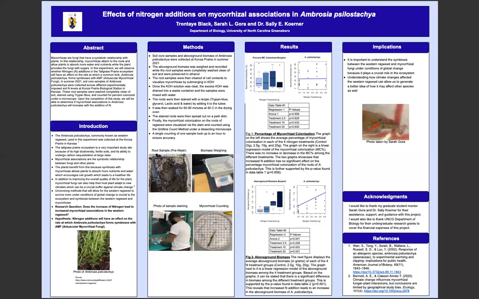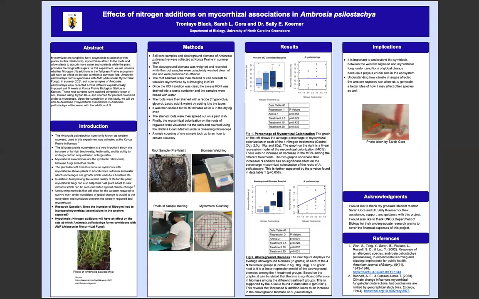The soil samples and above ground biomass were collected in the summer of 2021. The above ground biomass was weighed and recorded while the root samples were washed clean of soil and then preserved in ethanol. The root samples were then cleared of cell contents to visualize mycorrhizae by submerging in KOH. Once the KOH solution was cleared, the excess KOH was drained into a waste container and the samples were rinsed with water.